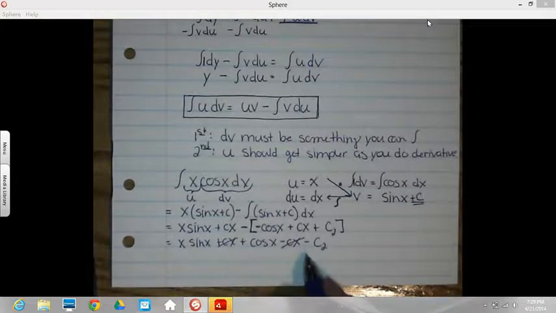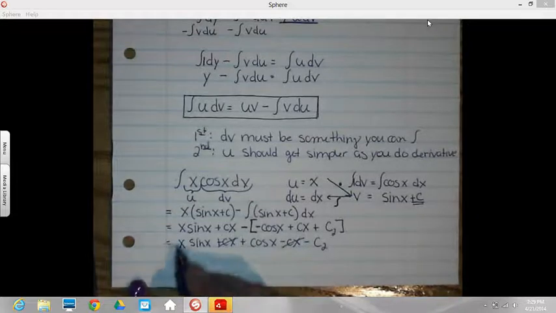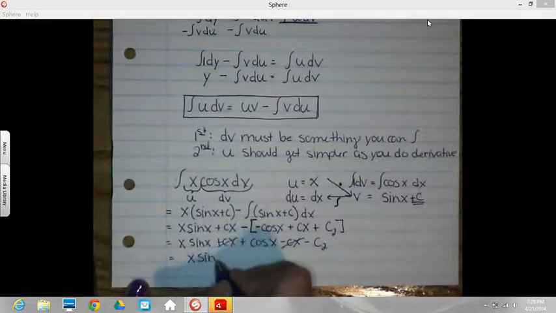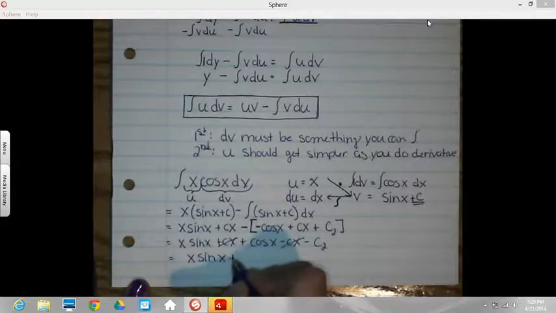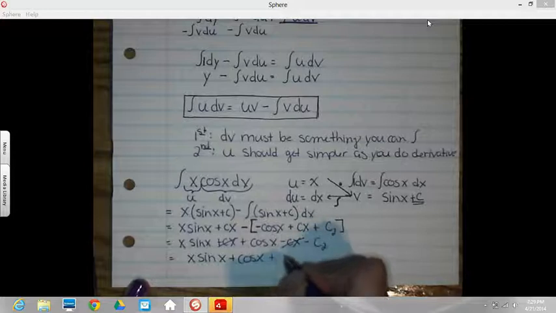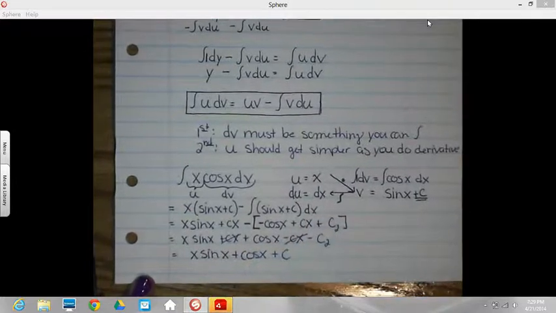So our final answer is x sine x plus cosine x. I got a minus c2, but it doesn't matter whether you put a minus or a plus. It's some constant that we don't know what it is anyway, whether it's positive or negative. So they usually just put plus c.